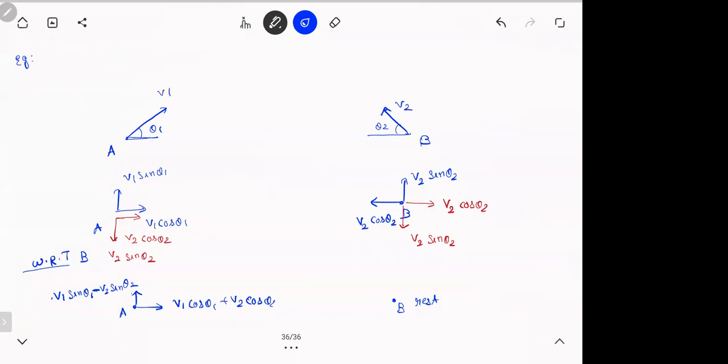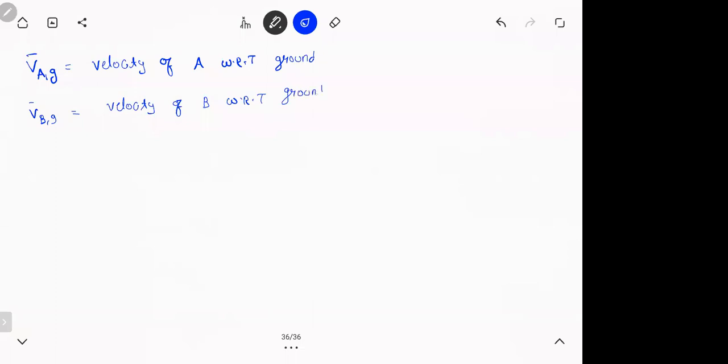Now, that's what I told you: verbally, everything is in a pictorial form, vectors and stuff. If you write it more technically, symbolically, we write like this. If we say VAG, it means velocity of A with respect to ground. There is a meaning to that symbol. Generally, we don't write the G, but it is understood. So when you say VBG, this is velocity of B with respect to ground. These are just more technical ways of writing the symbols, nothing much.